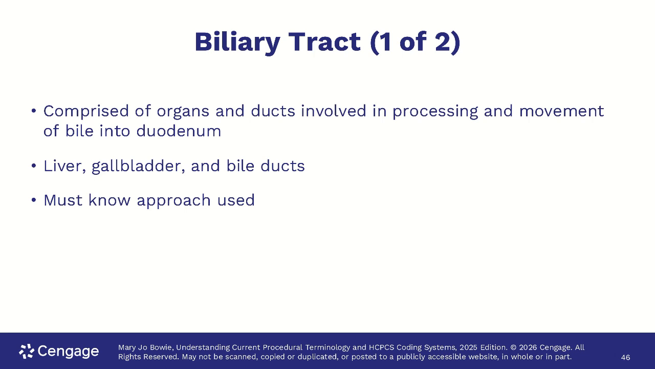So over here, you do have procedures for incision, excision, of course, the transplant, repairs, another scope, laparoscopy, and other procedures. All right, so on to the biliary tract, which is composed of organs and ducts that are involved in processing and the movement of bile into the duodenum. The organs and the ducts include the liver, the gallbladder, and the bile ducts. Knowing the approach that the surgeon used is very important to determine the correct code structure.